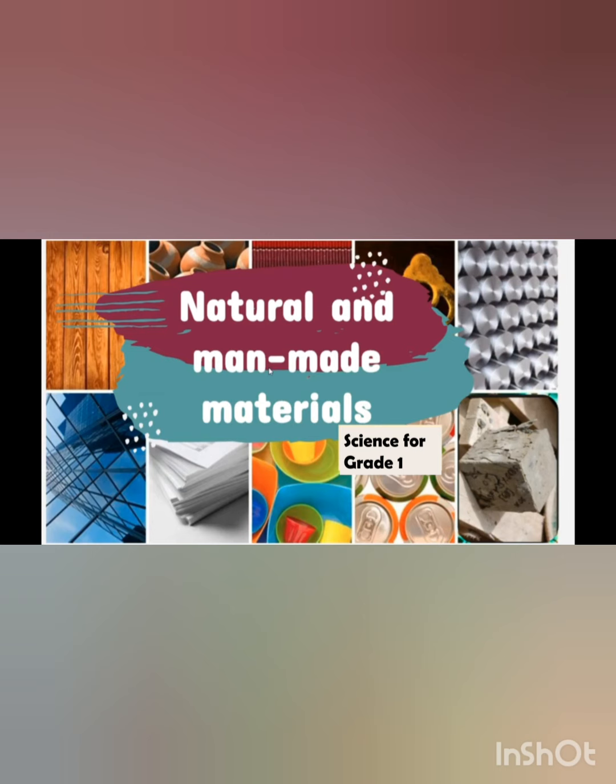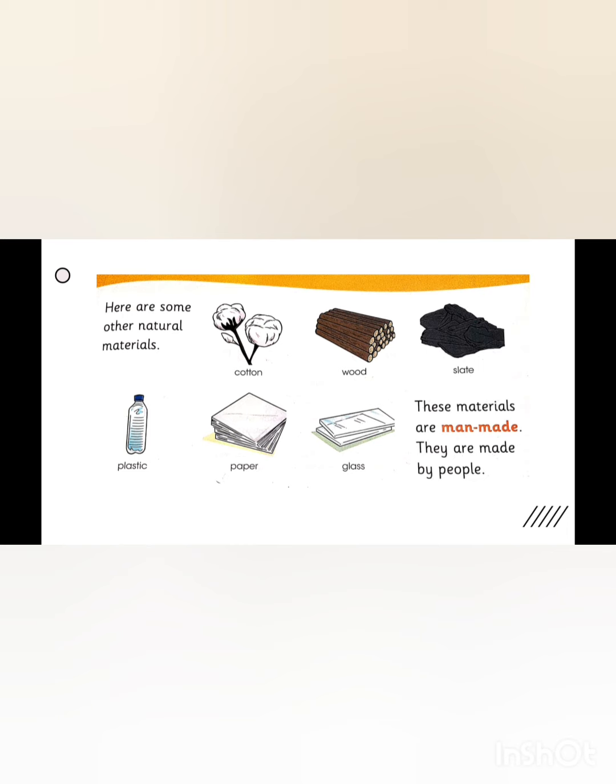Today we are going to learn about natural and man-made materials. That is on your learner's book page number 23. This is the text from your learner's book page number 23. You can find some natural materials. We have learned earlier that we get natural materials from plants, animals, and ground. So, on your learner's book page number 23, there are three natural materials written.